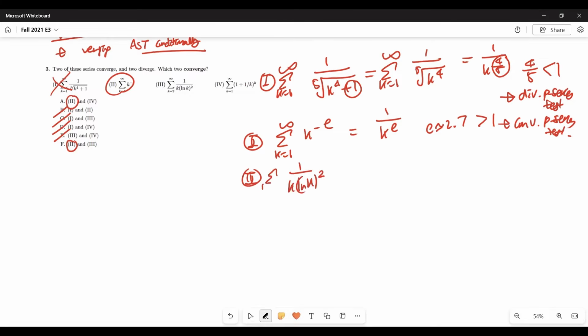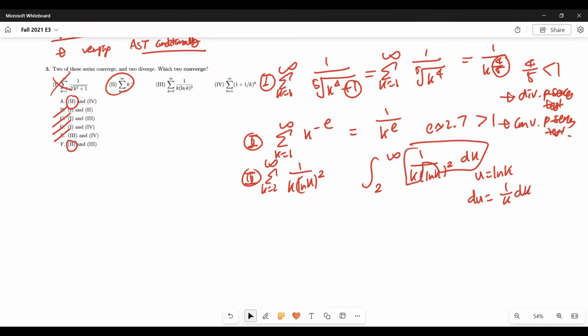Since I see ln k and 1 over k, and I know that the derivative of ln k is 1 over k, I'm going to use the integral test. So it's going to be the integral from 2 to infinity of 1 over k ln k squared dk. Let's put u as ln k, and du becomes 1 over k dk. So 1 over k dk can be written as du over u squared, and this is going to be from ln 2 to infinity. So this is u to the minus 2 du, right?